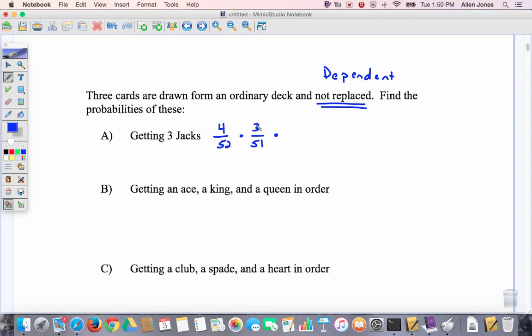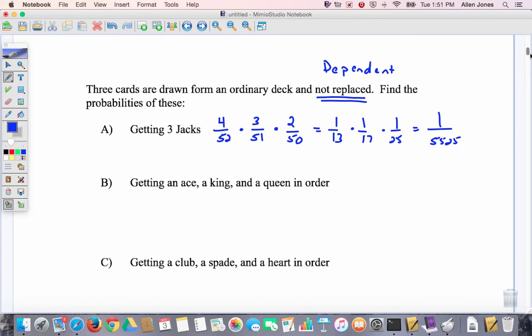And one more time, we now pull out a jack here and a jack here, so there are 2 jacks left and 50 total cards. Now, those fractions could all be simplified. When I wrote them down, I wanted to see the 52, 51, and 50, so we could illustrate that. But 4/52 is 1/13, 3/51 is 1/17, and 2/50 is 1/25. And our probability then is 1 out of 5,525.